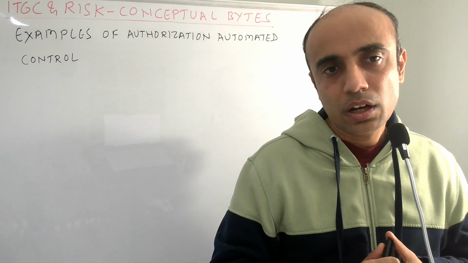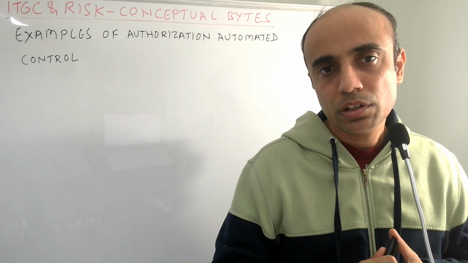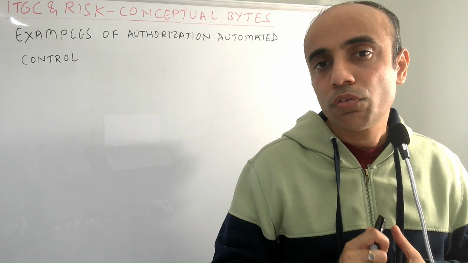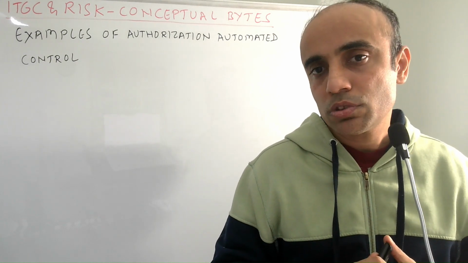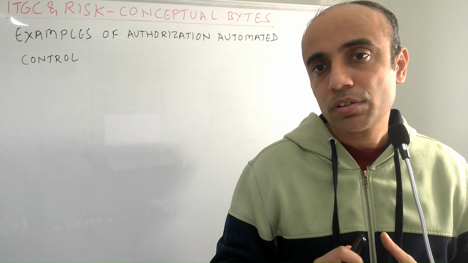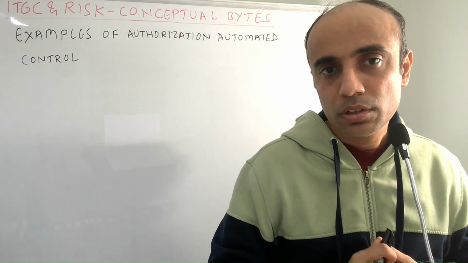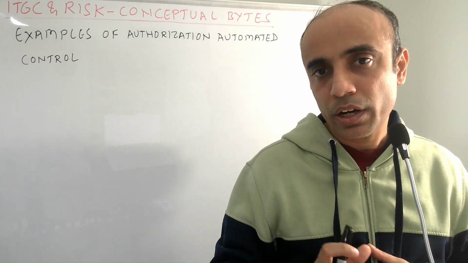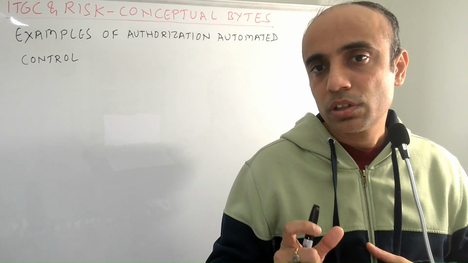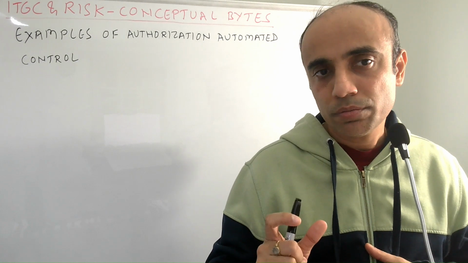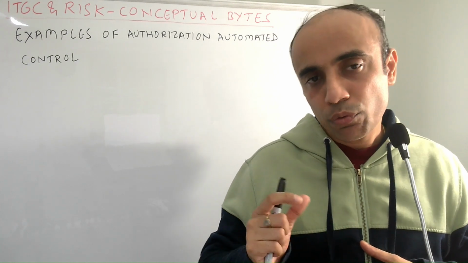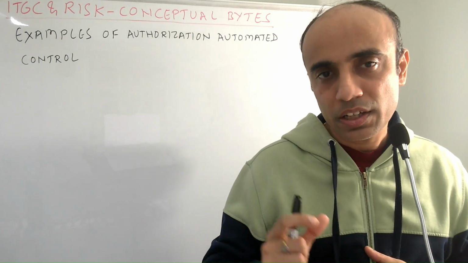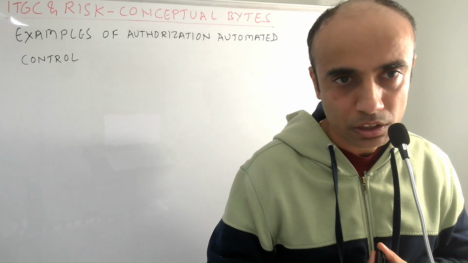Next, a payment application requiring secondary approval for processing amounts greater than a certain threshold. So that additional or secondary approval being required for amounts greater than a certain limit, that being enforced by the system. In this case, the payment application is an example of authorization automated control.